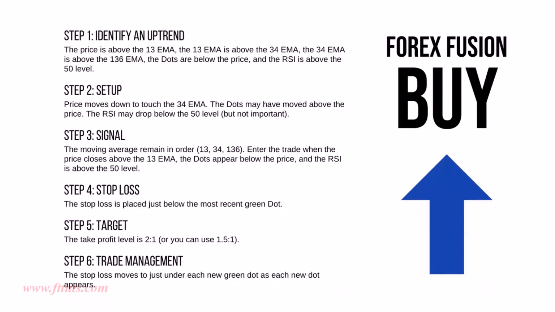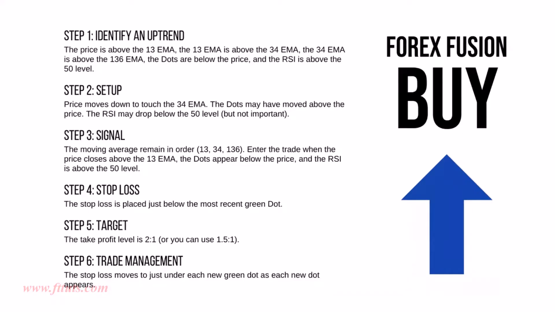Step number 3 is the signal. We want these moving averages to remain in order. Now, in order, or ordered, is 13, 34, 136. That is the ordered set of moving averages. We want them to stay in that order throughout this whole process.